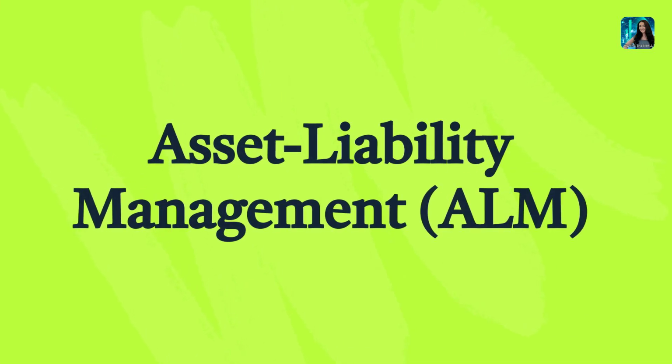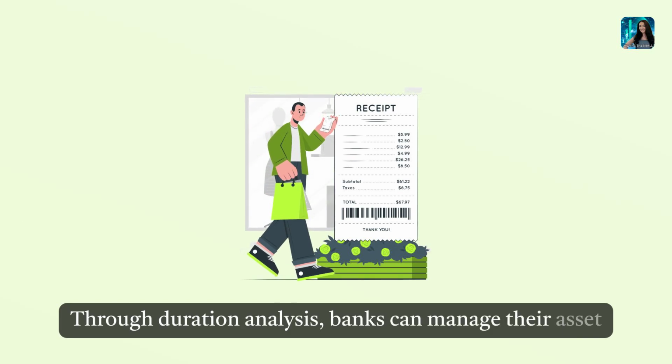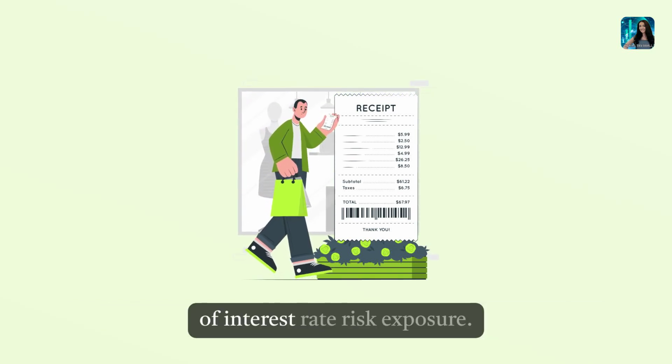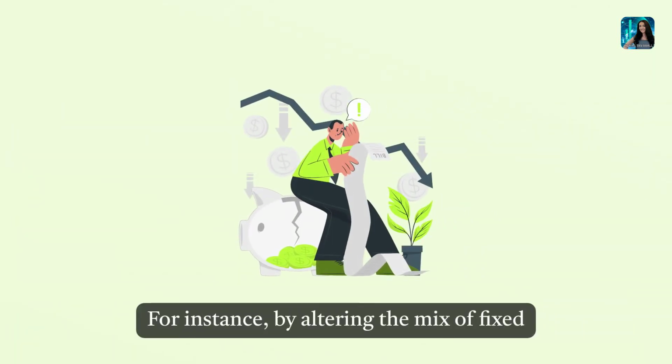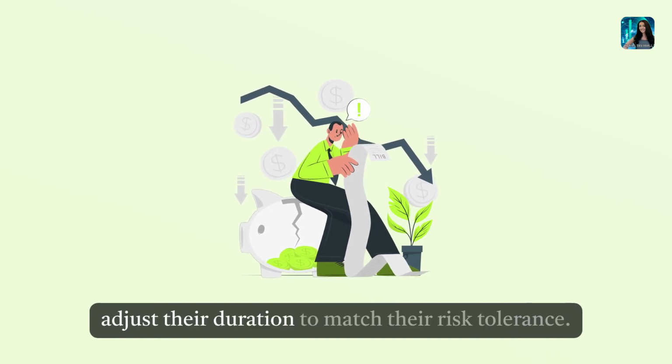Asset-liability management, ALM. Through duration analysis, banks can manage their asset and liability durations to achieve a desired level of interest rate risk exposure. For instance, by altering the mix of fixed and variable rate loans or investments, banks can adjust their duration to match their risk tolerance.